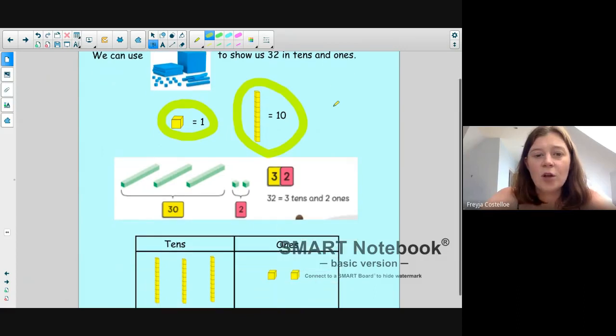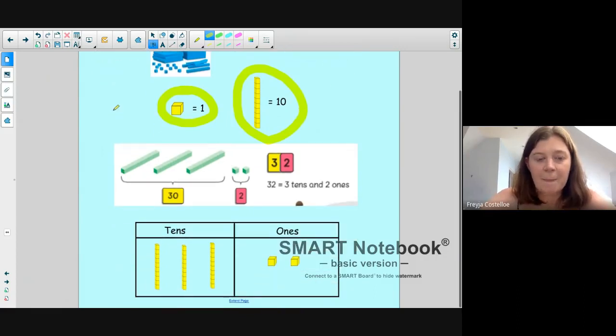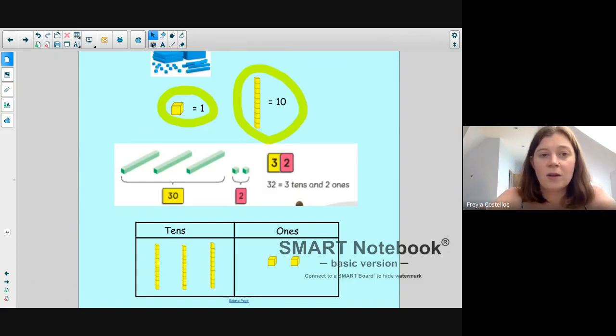So let's have a look at this picture here. How is the Deans going to help us work out what this is? Well, we know that one stick is 10, don't we? So let's count in our tens. We've got 10, 20, 30. How many groups of 10 do we have? We have got 3 groups of 10, haven't we? We've got 3 sticks of 10.